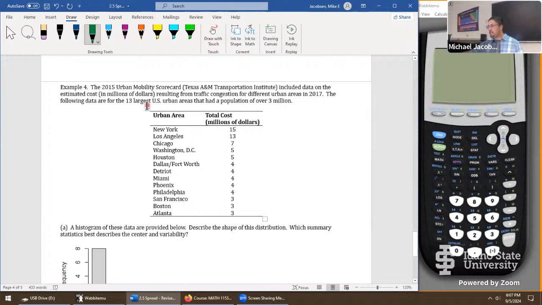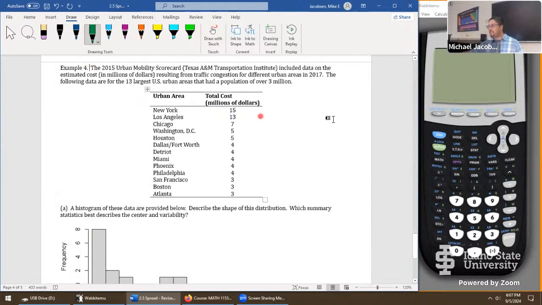So it says here, the 2015, that's already turning into old data, wow, Urban Mobility Scorecard, this was done by the Texas A&M Transportation Institute, included data on the estimated cost of millions of dollars resulting from traffic congestion for different urban areas in 2017. That's kind of confusing. The 2015 Urban Mobility Scorecard is about 2017 data. Weird naming convention, but let's keep on going with it.